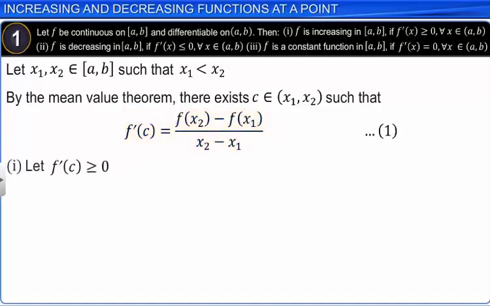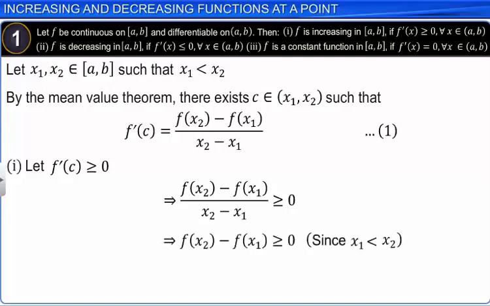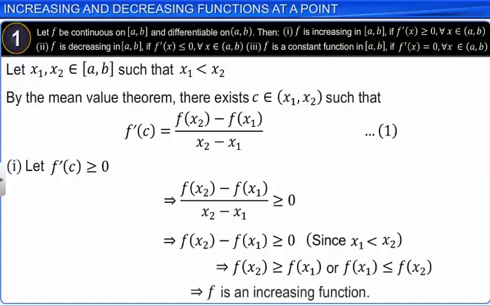Let's consider that the derivative of f at point c is greater than or equal to 0. This implies that the right-hand side of equation 1 is greater than or equal to 0. On simplifying, we get f of x1 is less than or equal to f of x2. This shows that the function is increasing.